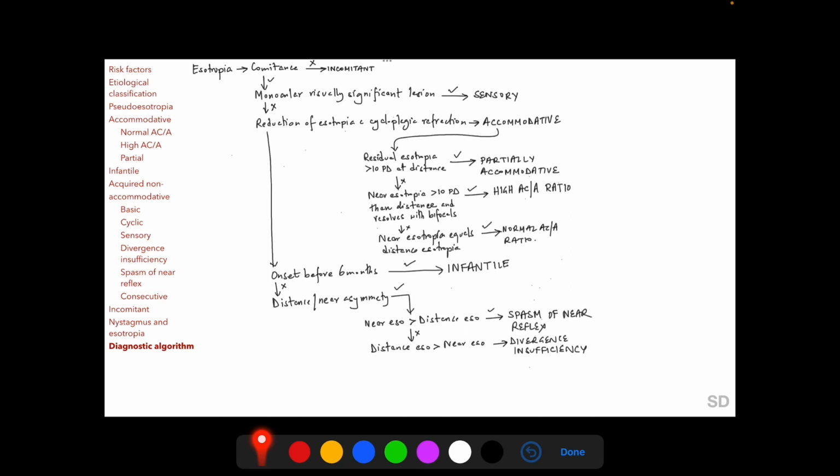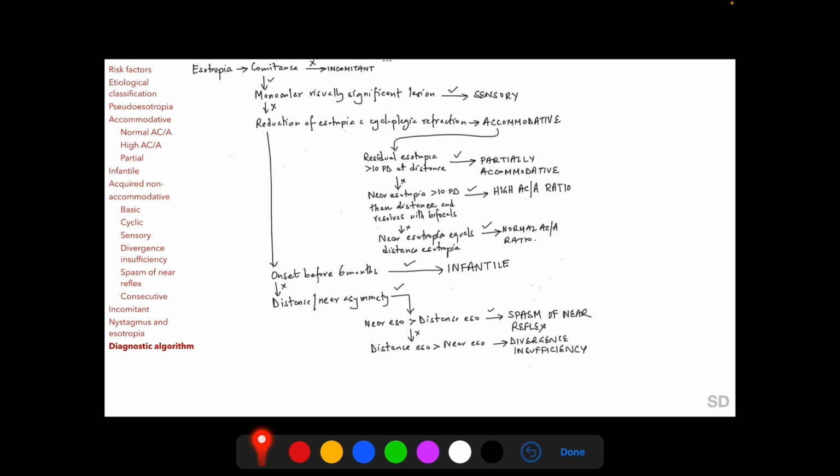If the esodeviation at near is more than esodeviation at distance, it is labeled as spasm of near reflex, and if the esodeviation at distance is more than esodeviation at near, it is labeled as divergence insufficiency. We note here that in these two conditions there is no reduction of esotropia with cycloplegic refractive error correction.